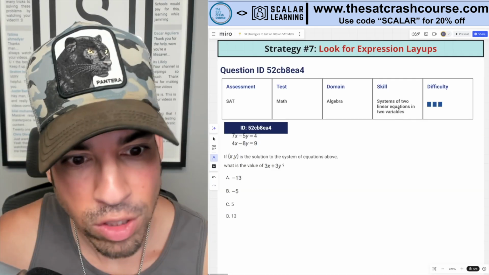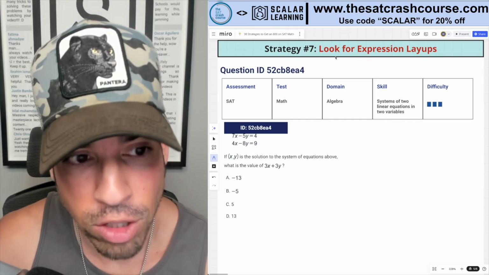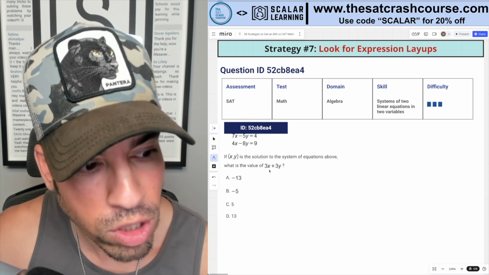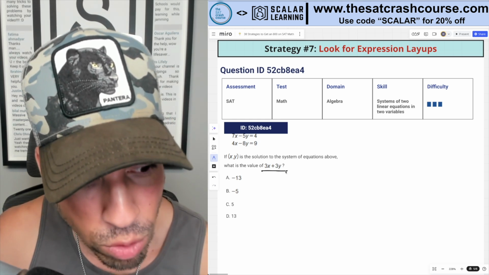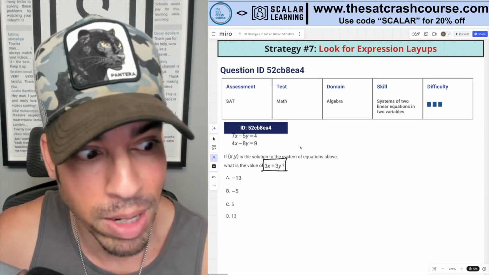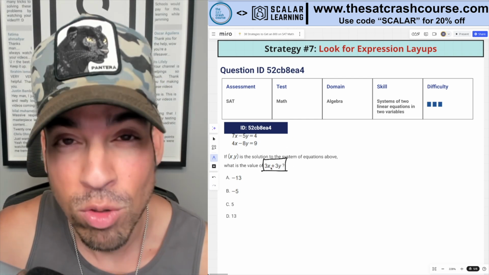Done. Now we're into systems of two linear equations and two variables. And the strategy here, strategy number 7, is look for expression layups. So what am I talking about? Notice what they're asking for. They're asking for 3x plus 3y. They're not asking you to solve for x and y individually, which you can. By the way, you can plug this into DESMOS. You can solve it algebraically. Lots of options. But you don't need to do that.